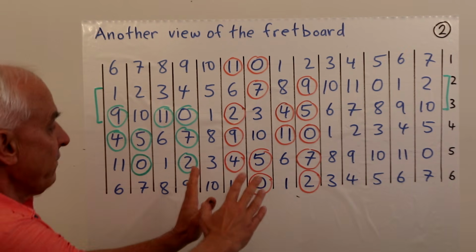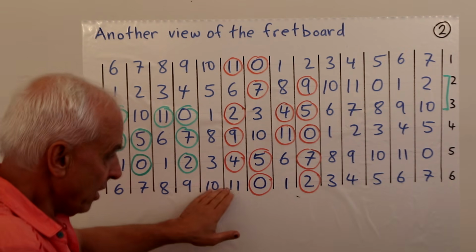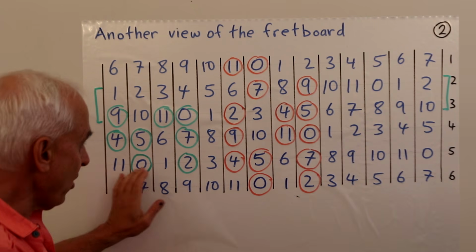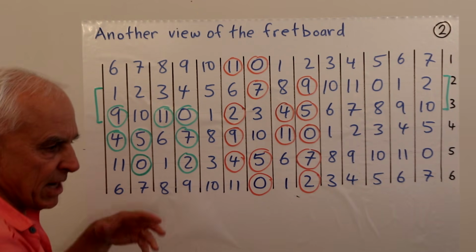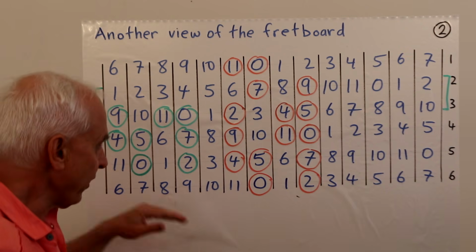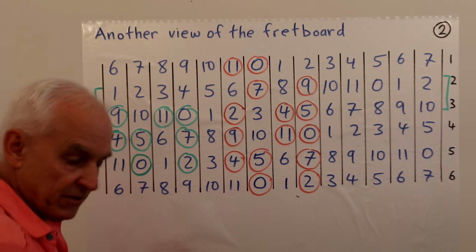Now, a variant of that is where we don't start on the bottom 6th string, but rather on the 5th string. So sometimes the bass of a chord is more natural on this 5th string.